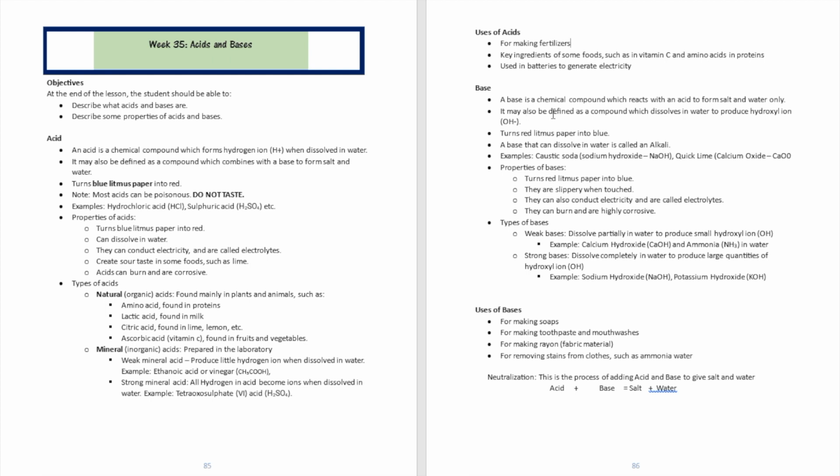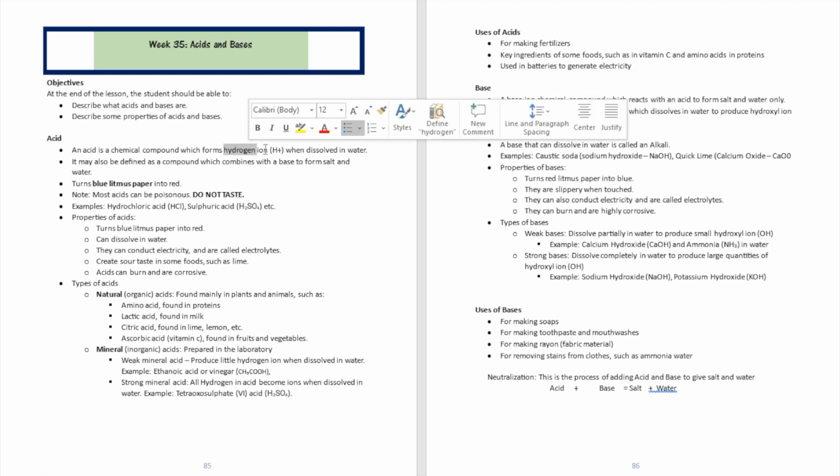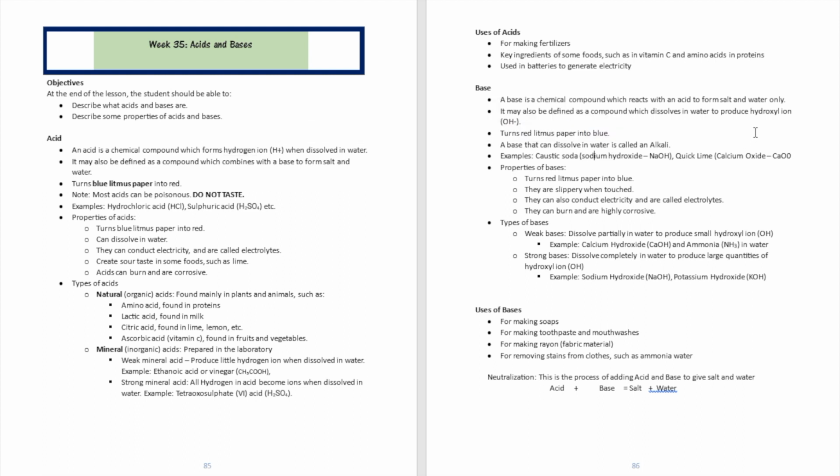And what about bases? A base is a chemical compound which reacts with an acid to form salt and water only. It may also be defined as a compound which dissolves in water to produce hydroxyl ion. So there's a difference over there. Acids dissolve in water to produce hydrogen ion, and bases dissolve in water to produce hydroxyl ion. Another quality of bases is that they turn red litmus paper into blue. That's a critical characteristic of bases. A base can dissolve in water to become an alkali.